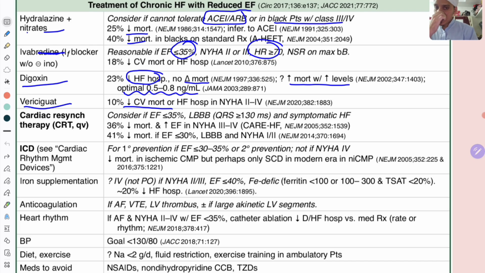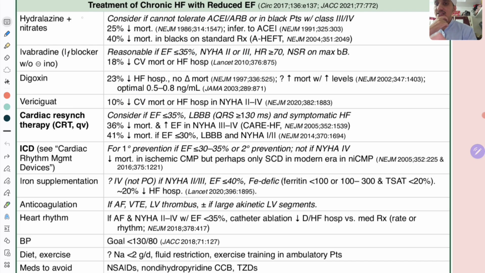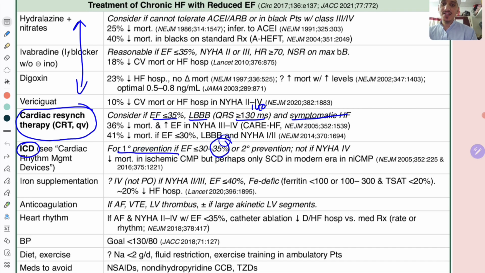Okay, this is important. Those are four very important, and these are additional agents we can use to decrease the mortality. Then cardiac resynchronization therapy. Consider it, as we have learned in the previous video, if the ejection fraction is less than 35%, LBBB is there, and QRS duration is more than 140, and the patient is symptomatic, then you should try cardiac resynchronization therapy. Okay, ICD for primary prevention if ejection fraction is less than 35%, or for secondary prevention also you can use. So sudden cardiac death, it will reduce.